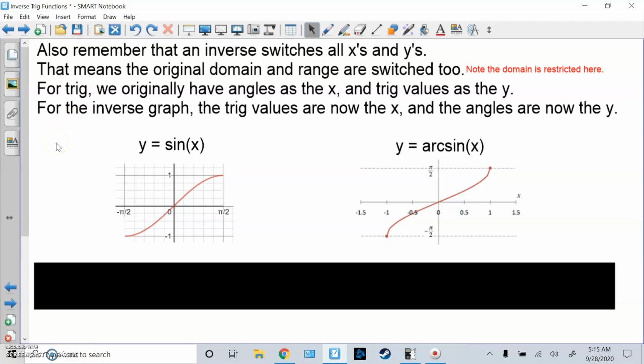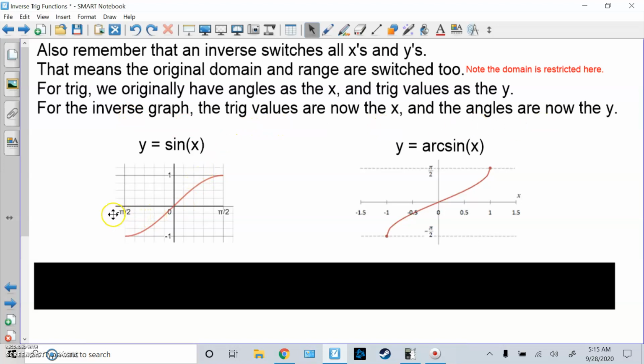Also remember that an inverse switches all x's and y's. That means the original domain and range are switched too. Now note the domain is restricted here. So for trig, we usually have the angles as the x. Again, it could be in degrees or radians. And the trig values as the y. For the inverse graph, the trig values are now the x and the angles are now the y.